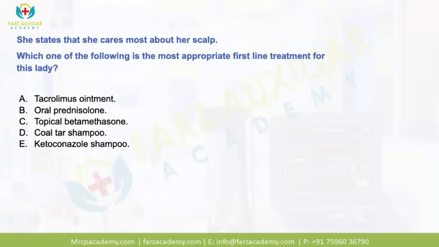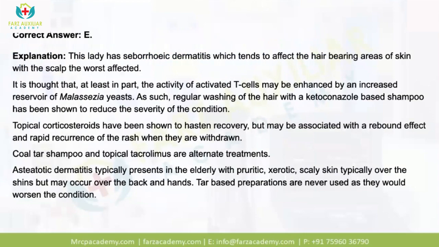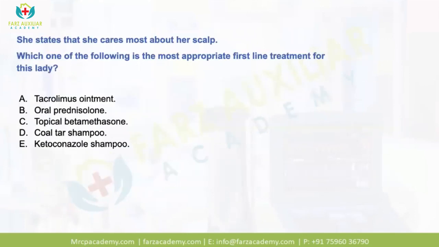So which one of the following is the most appropriate first-line treatment? Is it tacrolimus, oral prednisolone, topical betamethasone, coal-tar shampoo, or ketoconazole shampoo? So most likely this lady is suffering from seborrheic dermatitis. So the correct answer will be ketoconazole shampoo.